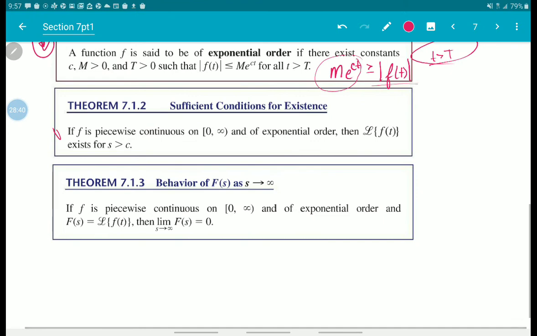So then theorem 7.1.2 says, if f is a piecewise continuous function on 0 to infinity, and it's of exponential order, which means that there exists an exponential that, if you graph this, is going to be above the absolute value of f of t, then that means the Laplace transform has to exist for that.